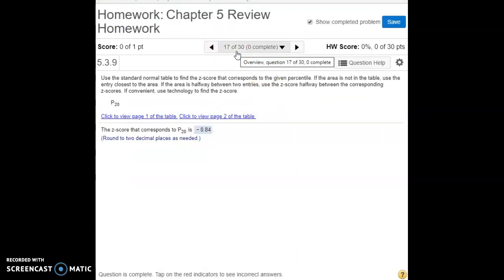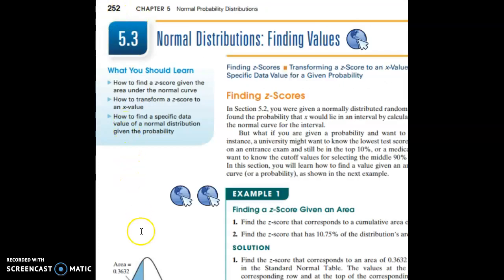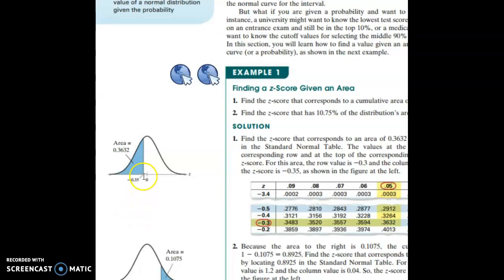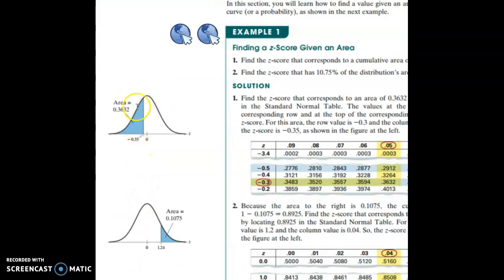Number 17, we're trying to find the z-score that corresponds to a given percentile. So we're looking for the 20th percentile. In other words, 20% of the normal distribution would be to the left of the z-score. And so it's like a picture like this where we have 20% of the normal distribution shaded in, and we're looking for the z-score that shows the 20% cutoff mark.